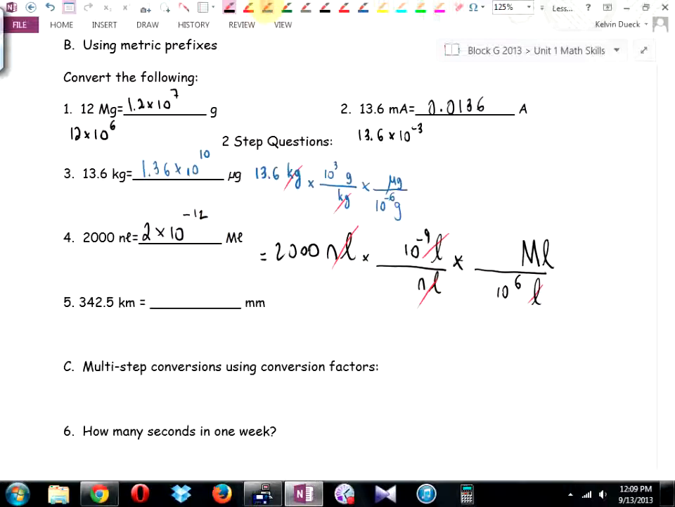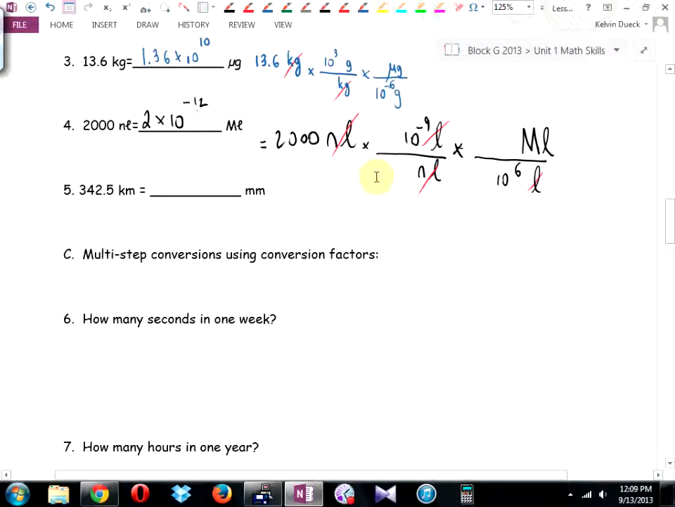Next one. 342.5 kilometers is how many millimeters? Well, this is going to be a big answer because I know a kilometer is a long distance and a millimeter is really, really tiny. So I'm going to assume it's probably in the hundreds of millions or the billions. So I'm expecting a big answer.